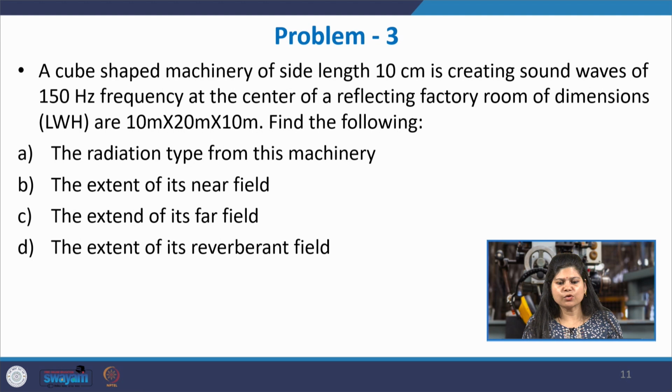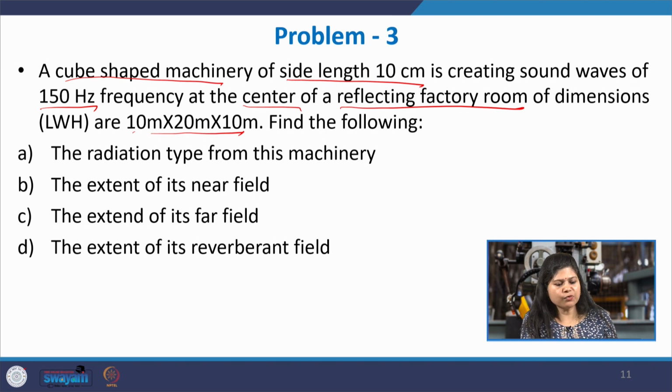Okay, fine. So, let us solve problem 3. Here we have a cube shaped machinery with side length 10 centimeters, so the dimensions are 10 centimeters. It creates sound waves at 150 hertz at the center of a reflecting factory room of dimensions 10 by 20 by 10 meters.